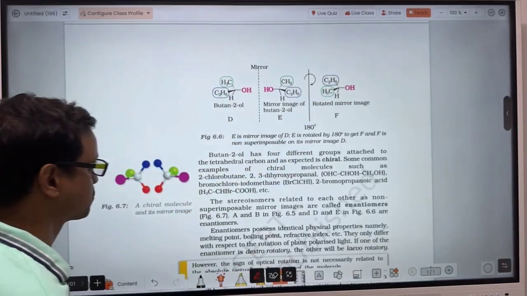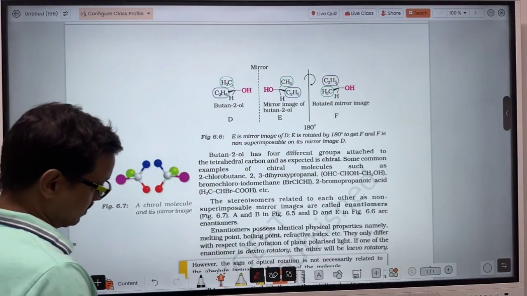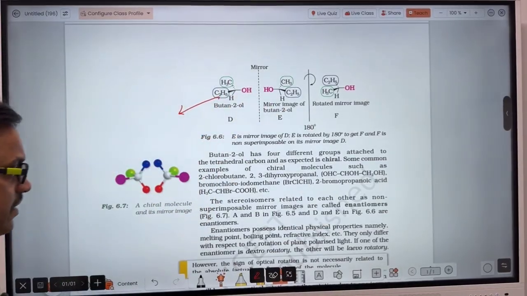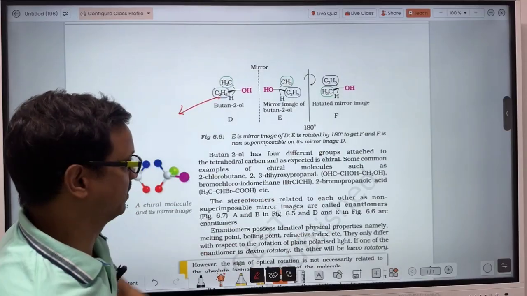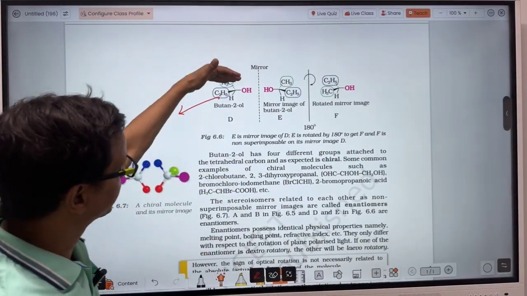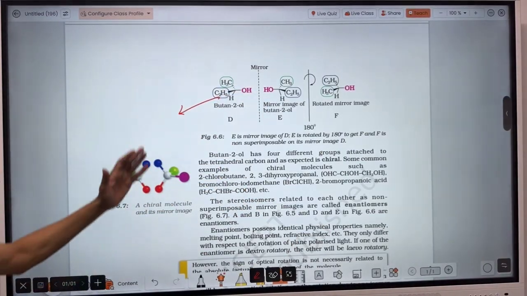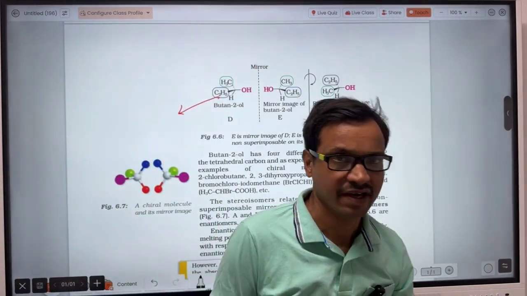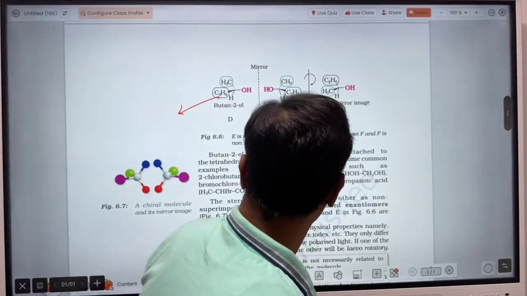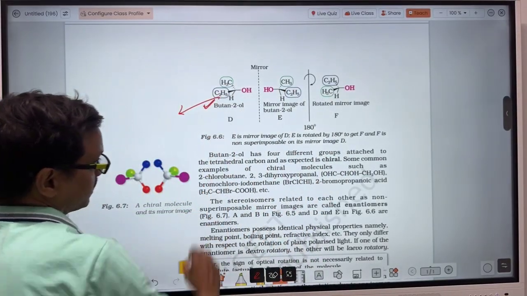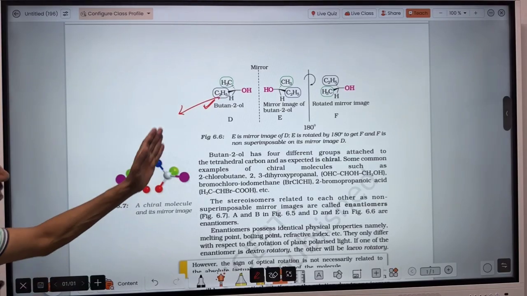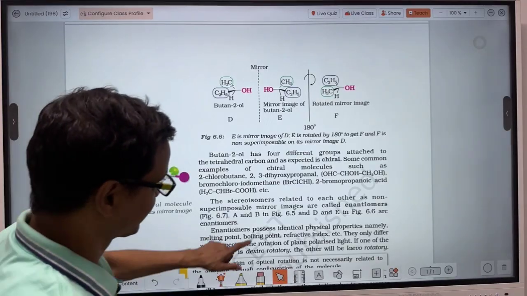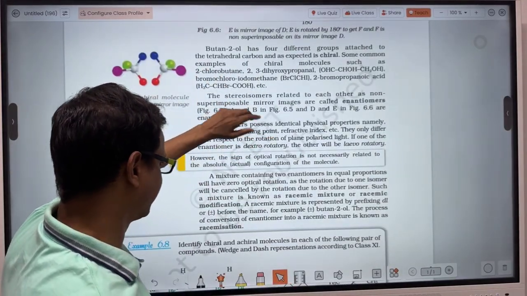So this is a non-superimposable mirror image. This molecule is forming a non-superimposable mirror image. So this molecule is also chiral. And why is this molecule chiral? Because this molecule contains an asymmetric carbon. Since this molecule contains an asymmetric carbon, that's why this molecule is chiral, that is, it forms a non-superimposable mirror image. Okay guys, it's very easy, not difficult.